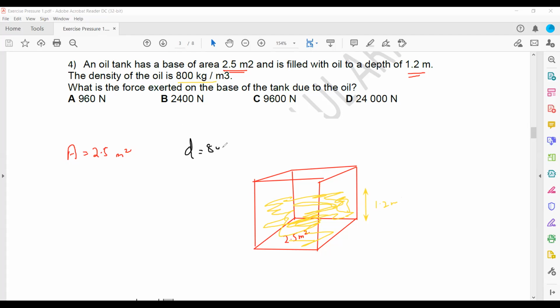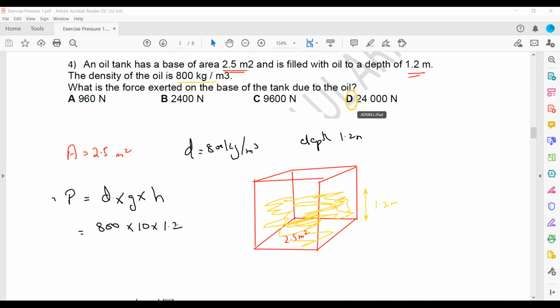So density is equal to 800 kilogram per meter cube, and the depth is 1.2 meter. In the question, they're asking how much force is exerted on the base of the tank due to the oil. So first, to calculate the force, we should know the pressure exerted by the oil. So how to calculate the pressure exerted by the oil? Because oil is a liquid, the pressure is density of the oil multiplied by gravity multiplied by depth. Density of the oil is 800, gravity is 10, and depth is 1.2.